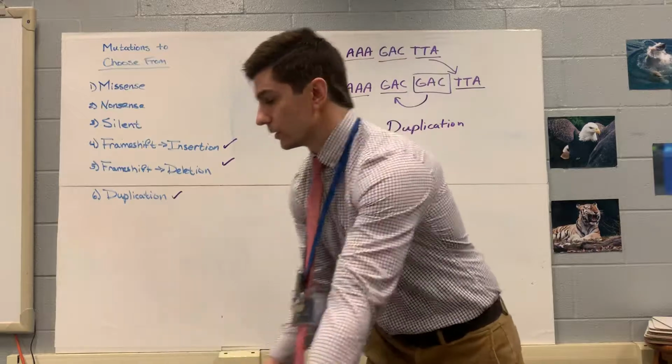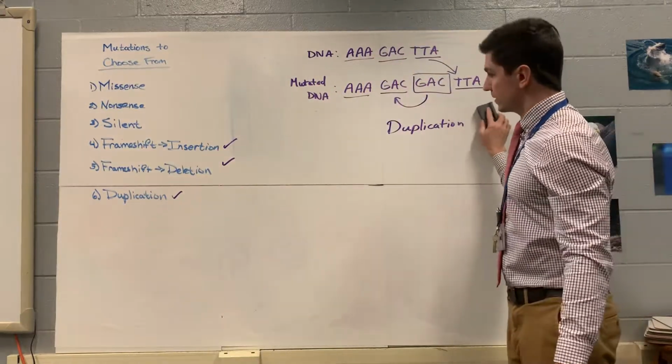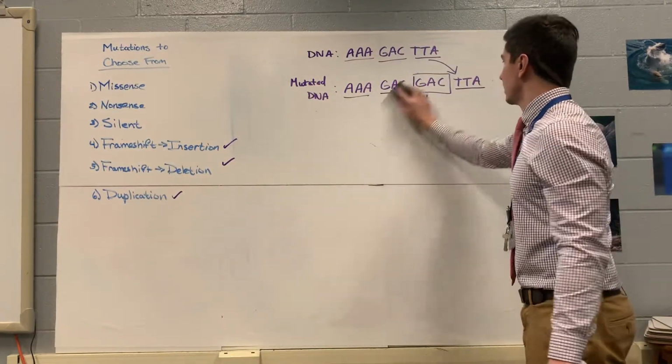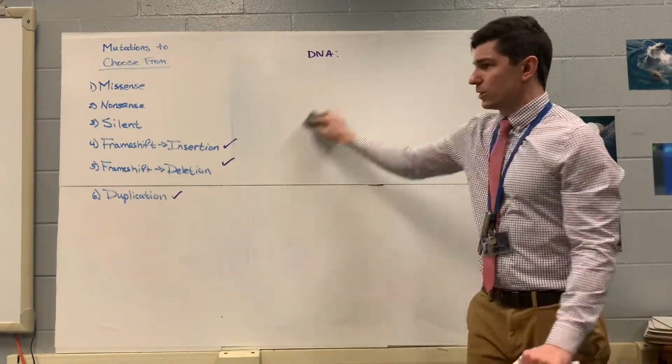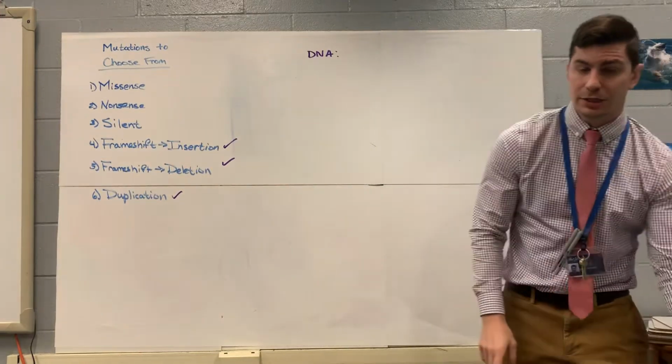Now, let's go to the harder ones. The missense, the nonsense, and the silent mutations. I think silent's probably the easiest out of the 3. So I'm going to start off with a silent mutation.